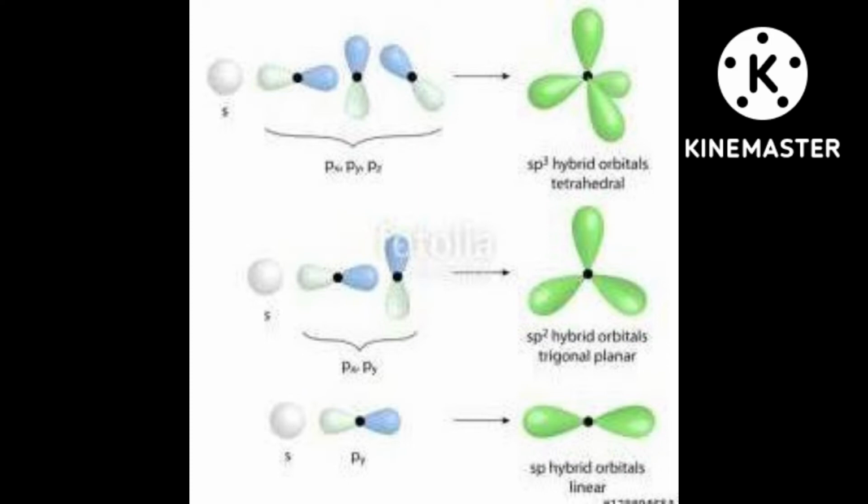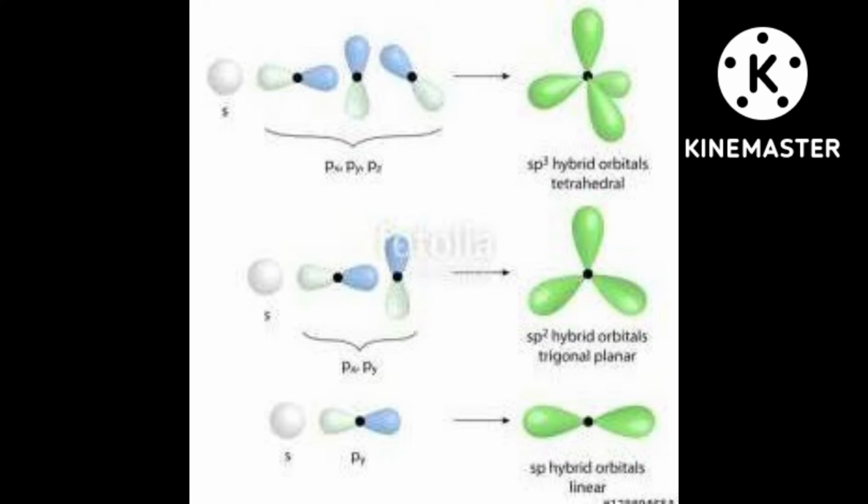Second, the hybridized orbitals are always equivalent in energy and shape. Third, the hybrid orbitals are more effective in forming stable bonds than the pure atomic orbitals. Pure atomic orbitals also can make a bond, but it will be unstable. When hybrid orbitals make a bond, it will be stable.